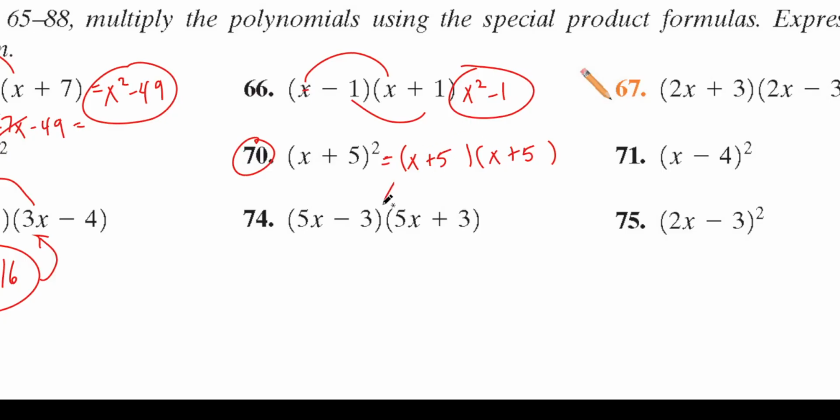So the first is x squared. The outside, now is this one of the ones where we just do the first and the last? No, because they're both plus. It's not plus and a minus, all right? So we got to do them all. So x squared plus 5x, that's the outside. The inside is also plus 5x. And then the last is plus 25. Add up your like terms, you get x squared plus 10x plus 25. That's how you do that.